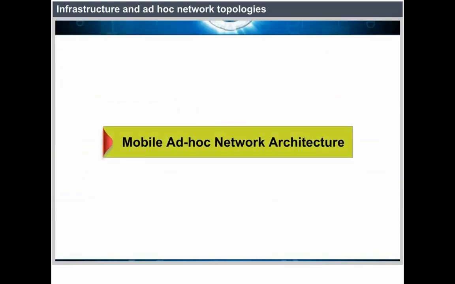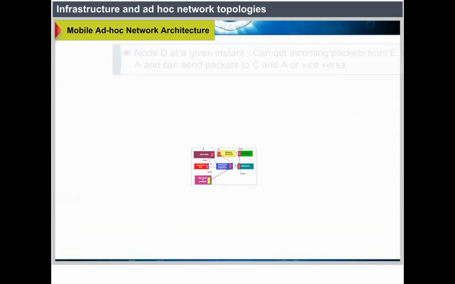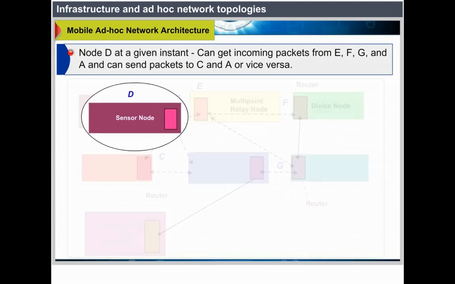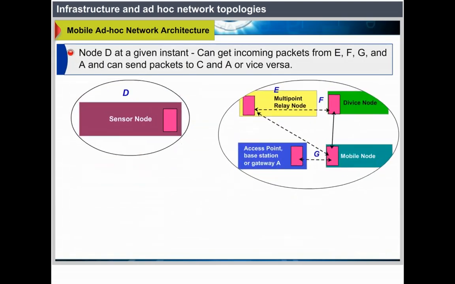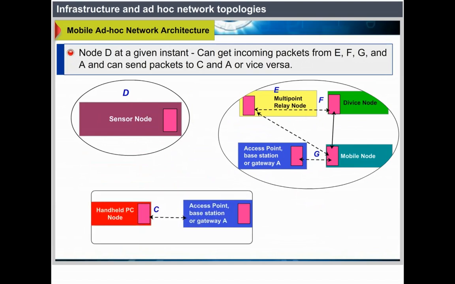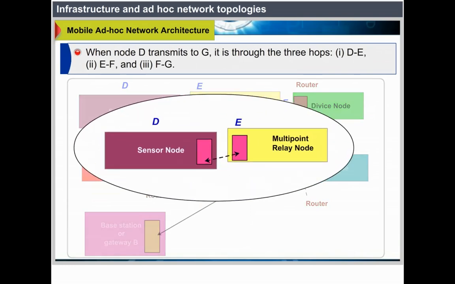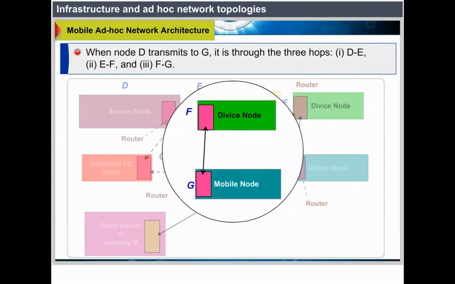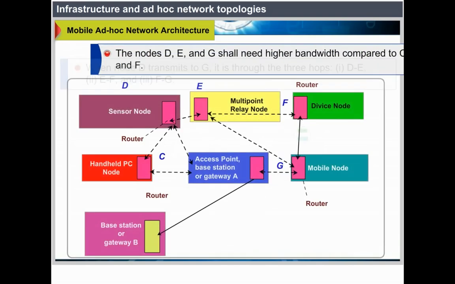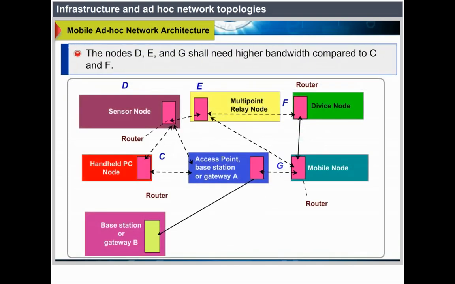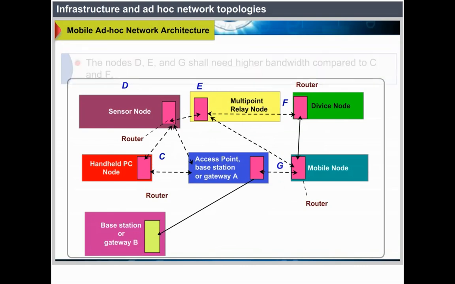Mobile ad hoc network architecture. Node D at a given instant can get incoming packets from E, F, G and A and can send packets to C and A or vice versa. When node D transmits to G, it is through the three hops: 1, D to E; 2, E to F; 3, F to G. The nodes D, E and G shall need higher bandwidth compared to C and F.